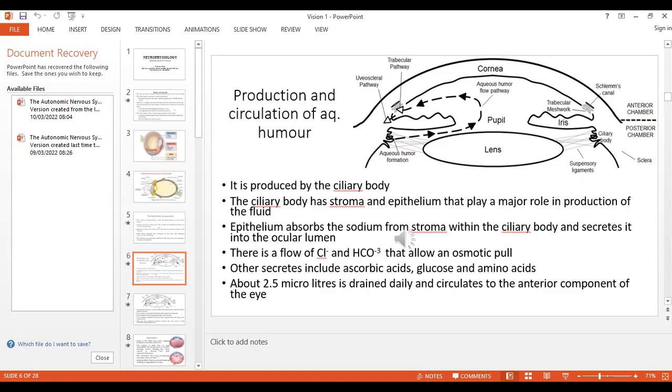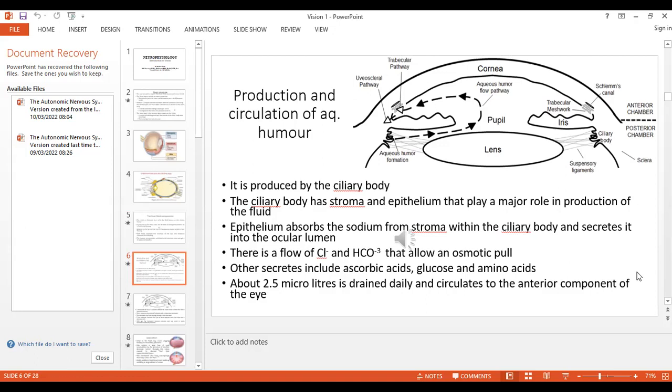It's also known as a lumen. So we have what we call the ocular lumen. The ocular lumen is where, when we produce this fluid known as aqueous humor, it's going to go into this ocular lumen. Okay. There is a flow of chloride and bicarbonate that allows an osmotic pool.